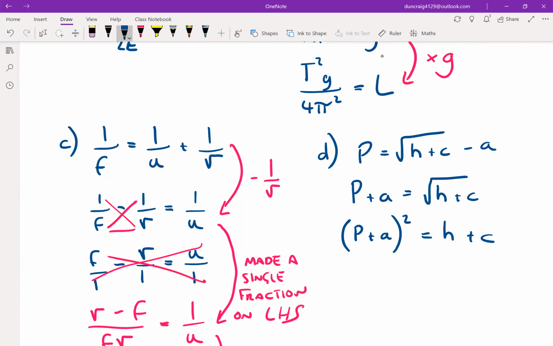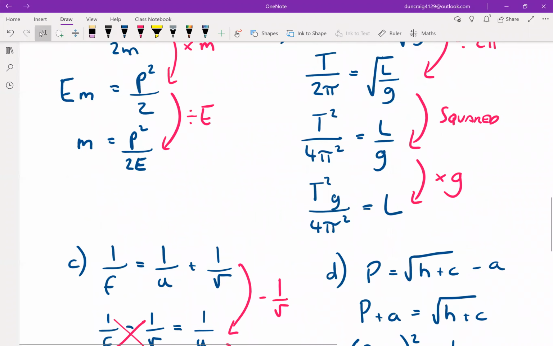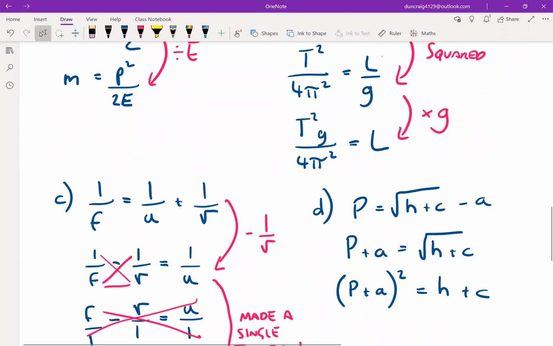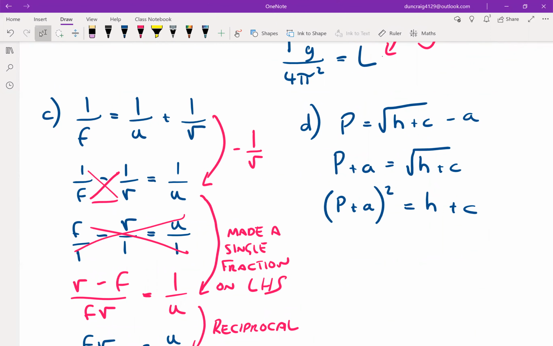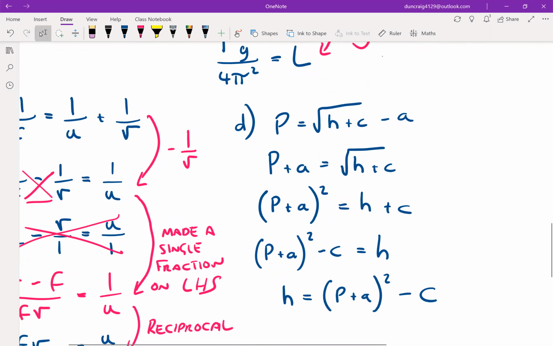Do I need to expand that P plus A squared? Well, no, because that's nice and simplified in that form. And then finally, because we want to find H, I want to subtract C from both sides. So I'm going to have P plus A all squared take C is equal to H. So then H is equal to P plus A all squared take C. I'm just going to list what I did here.